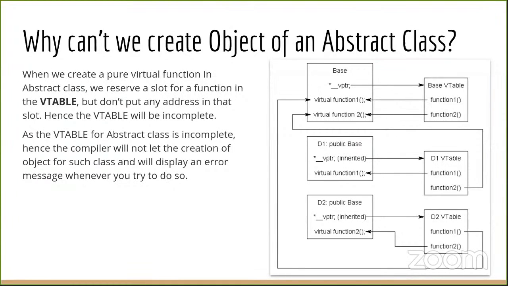So here we see why we cannot create an object of an abstract class. Basically, what happens when an abstract class is created is that a virtual table is assigned for that abstract class. When we create a pure virtual function in an abstract class, we reserve a slot for a function in the v table, but we don't put any address in the slot.